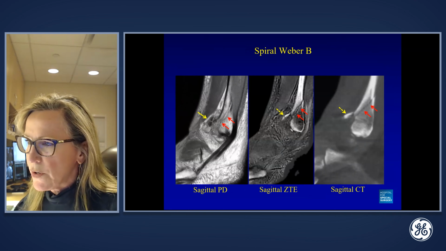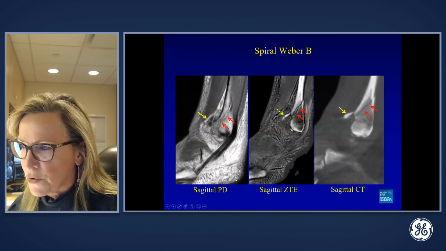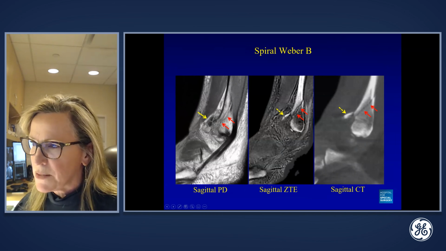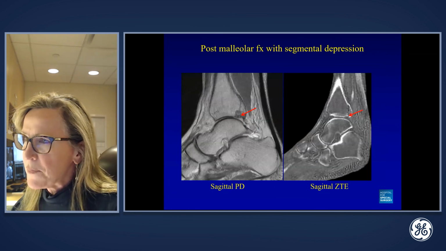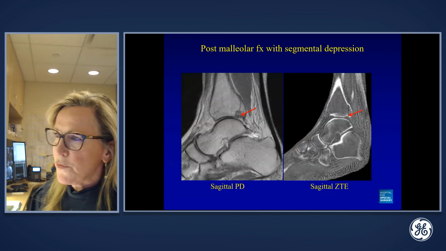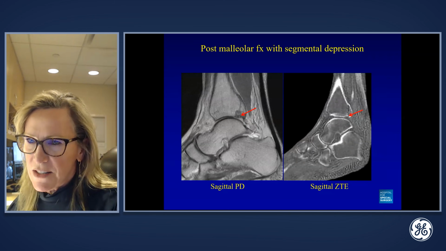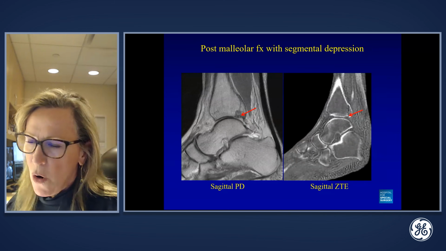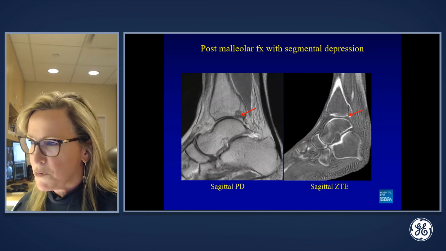And you can see this cortical avulsion that might be hard to glean off the sagittal intermediate or proton density weighted image, but is nicely seen, not only the red arrows on the spiral fracture, but that displaced fragment that may be problematic. This is a posterior malleolar fracture with segmental depression, comparing the cartilage sensitive sagittal PD with the osteo, showing you that offset. So again, very complementary information, giving you this one-stop shopping.